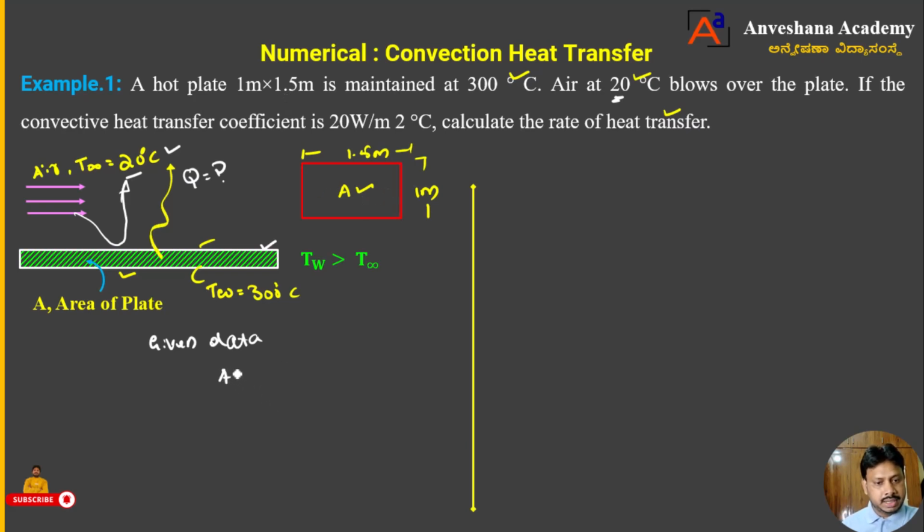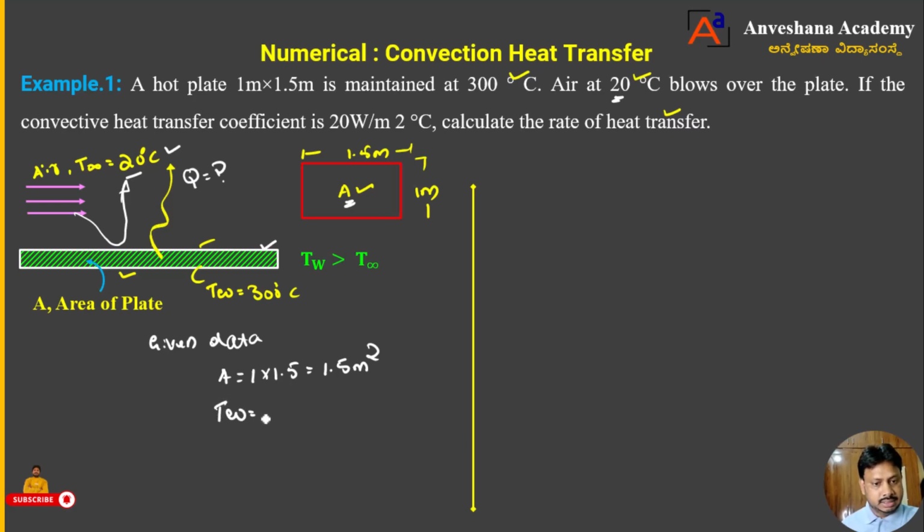It looks like a rectangular plate, so the area is 1 meter into 1.5 meter. What am I going to get? 1 into 1.5 is nothing but 1.5 meter square. That is the area of the plate. That's fine. Then next, the temperature of that plate or wall is how much?